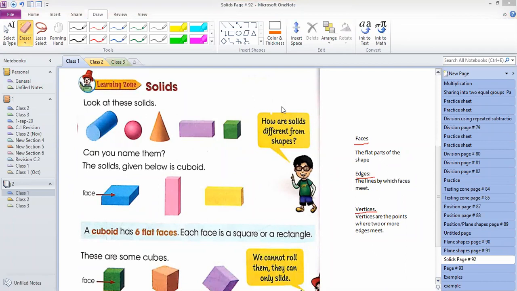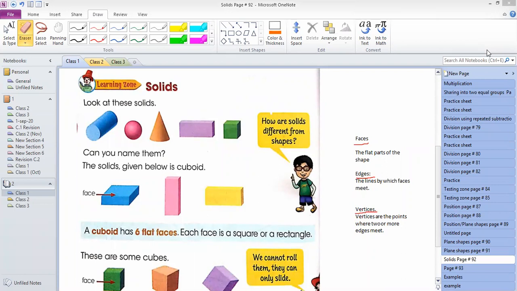But in cube, all of the faces are square. If you see this face, its front, this is a square. If you see the top, this is also square. If you see the face on the right side, this is also square. Every face of cube is a square. So we can say that in cube, all faces are square. This is something very important because this is the only difference between cube and cuboid.